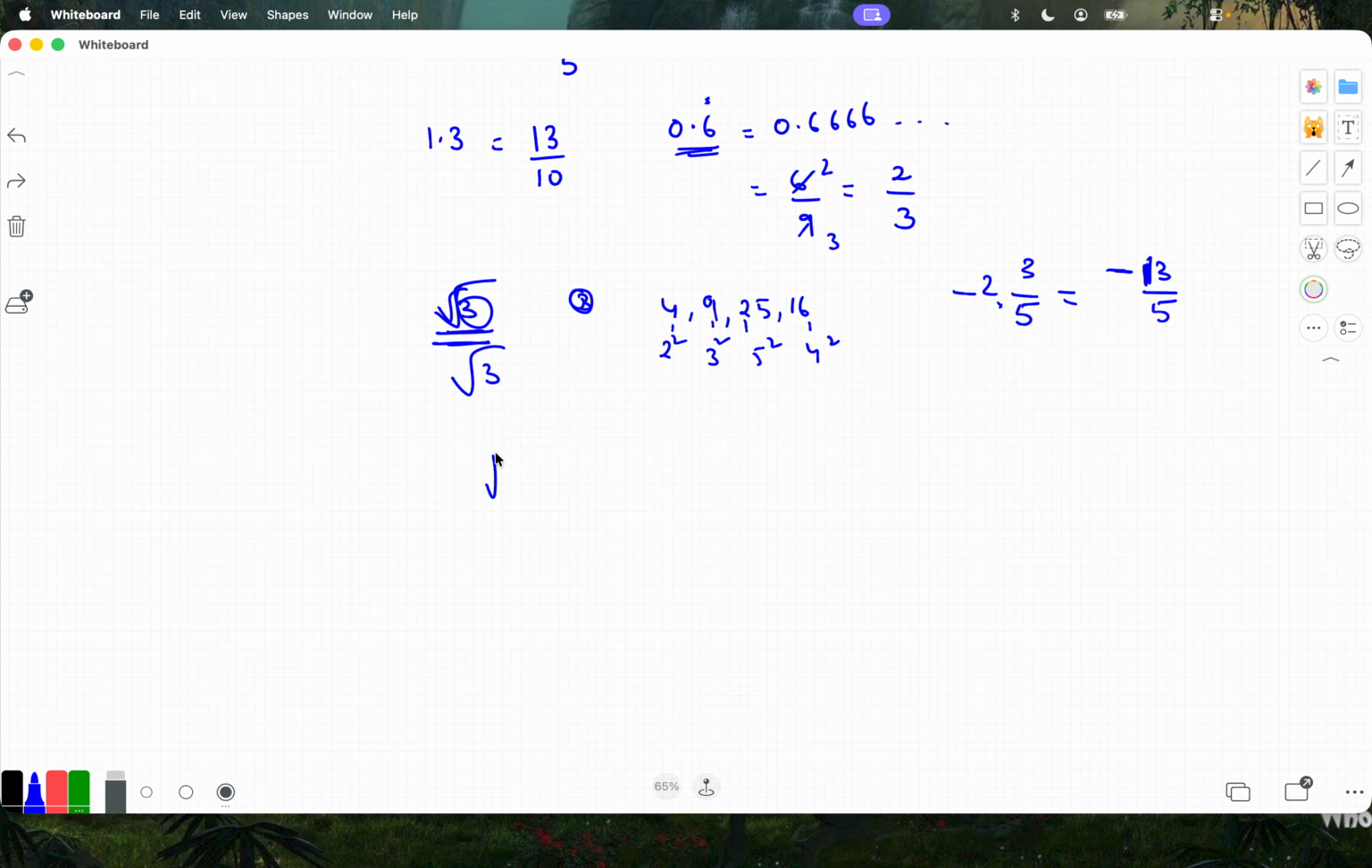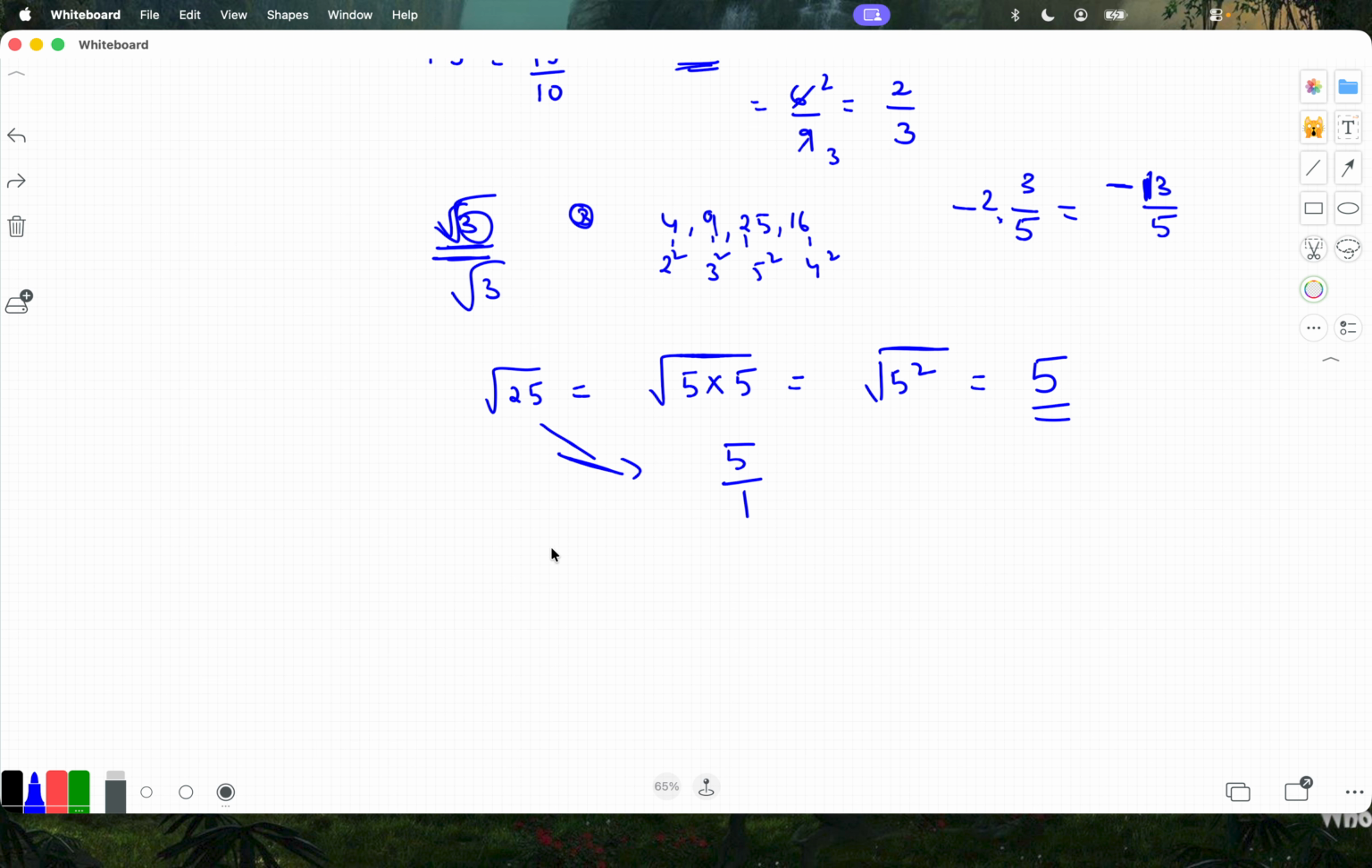Similarly, root of 25. How can you write root of 25? The square root of 25, you can write as 5 into 5. So the square root of 5 squared is nothing but 5. And 5 can be written as 5 by 1. So since the square root of 25 can be represented in a by b form, that is 5 by 1, the square root of 25 is a rational number.